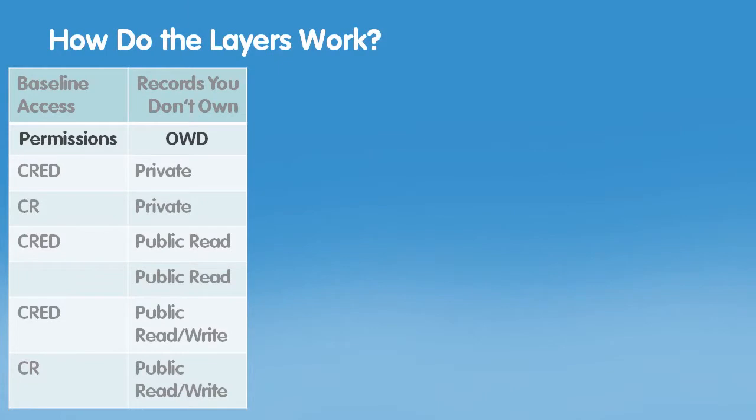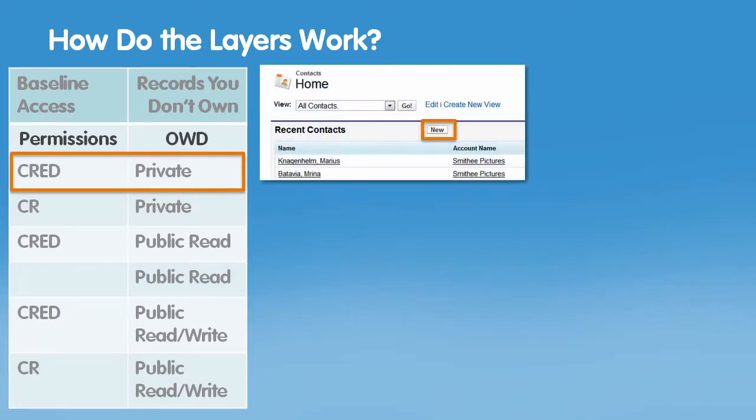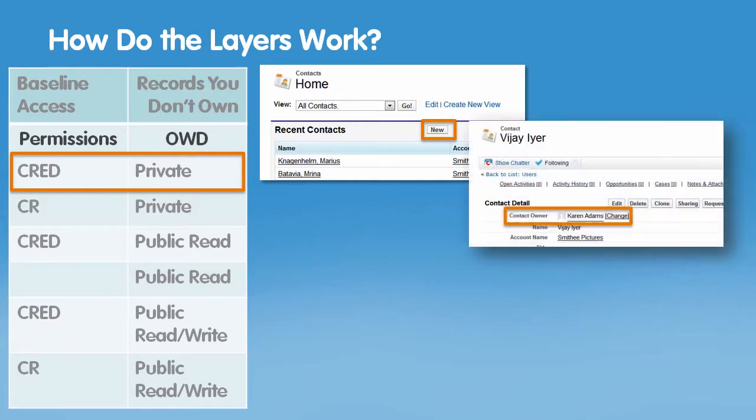When assessing how org-wide defaults work in conjunction with profile permissions, it's important to remember that permissions determine the baseline level of access a user has to all records. Org-wide defaults can then further restrict these permissions on records a user does not own. Let's use the contact object as an example and see these settings in action with our sales rep, Karen Adams. If the permissions are create, read, edit, delete, and the org-wide default is set to private, Karen can create new records. She can only see contacts that she owns, and on those records, she has edit and delete permissions.